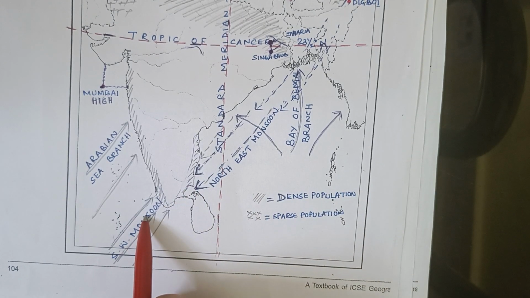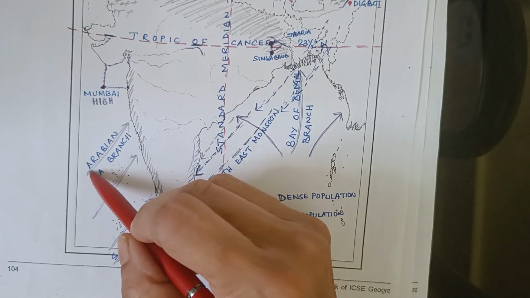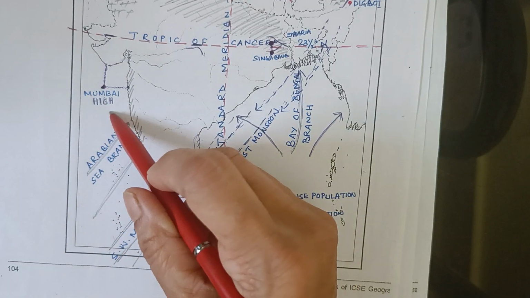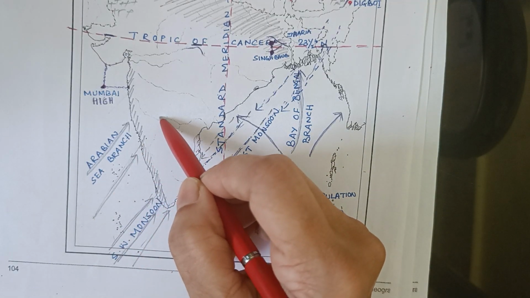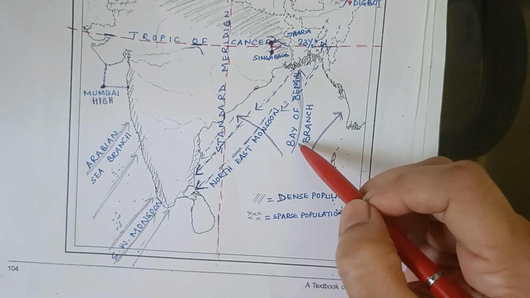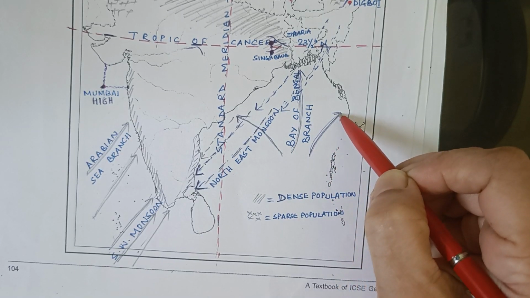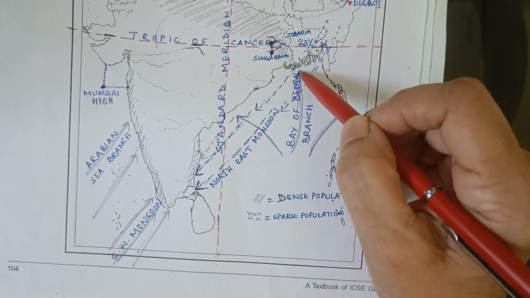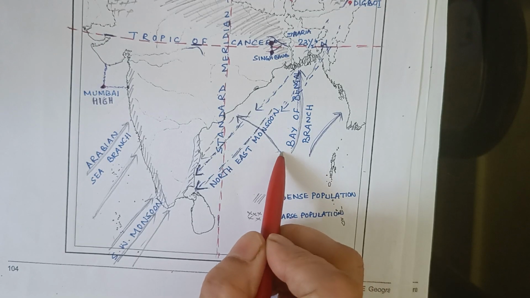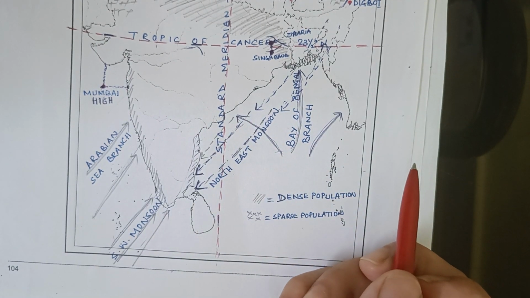Southwest monsoon has got two branches. One is the Arabian Sea branch. You just draw a few arrows like this, all moving from sea towards the land. This one is the Bay of Bengal branch. Part of it moves to Myanmar. A part of it moves straight like this, and one arrow you draw like this. This is the Bay of Bengal branch.